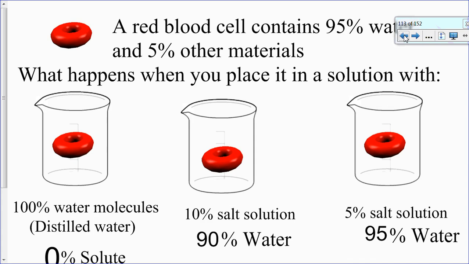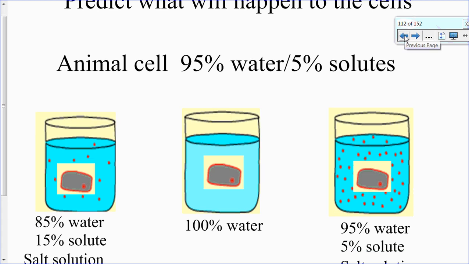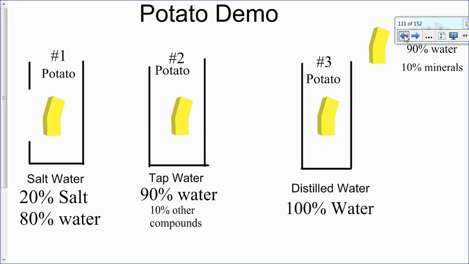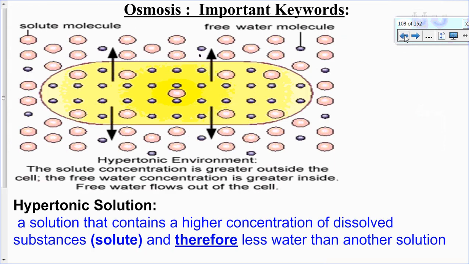But what I'd like you to do is predict the red blood cell in various concentrations and the animal cells put in various concentrations of solutions. And remember, it's all about osmosis and hypertonic, isotonic, and hypotonic environments.